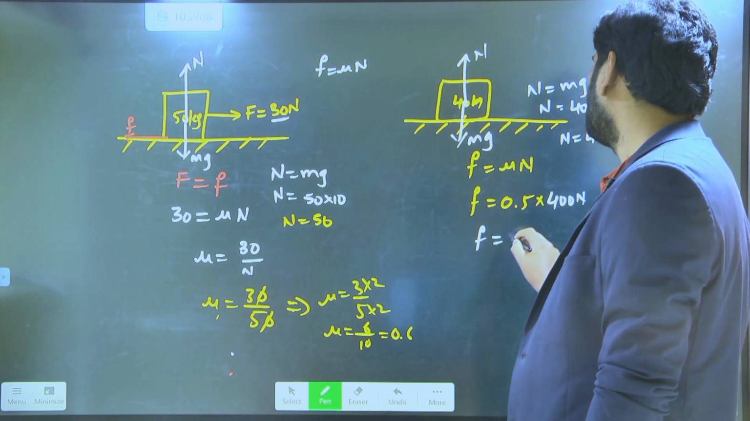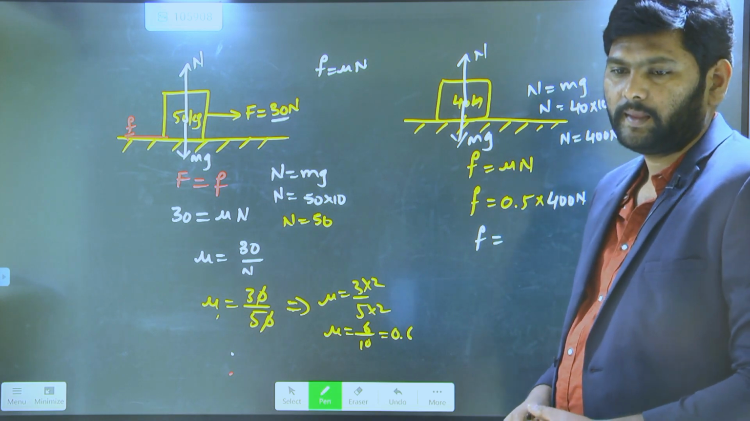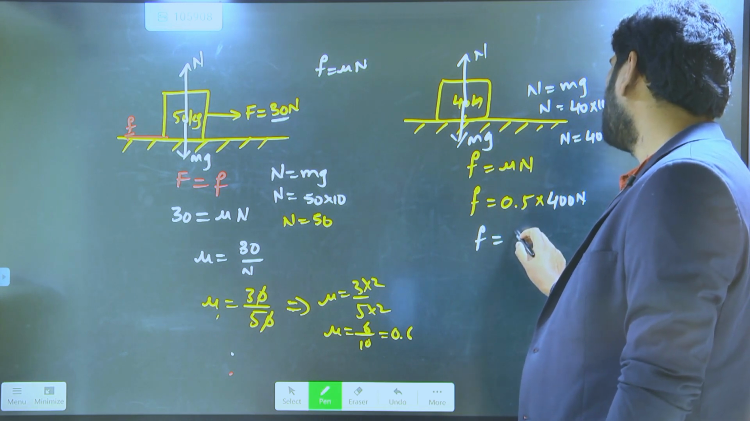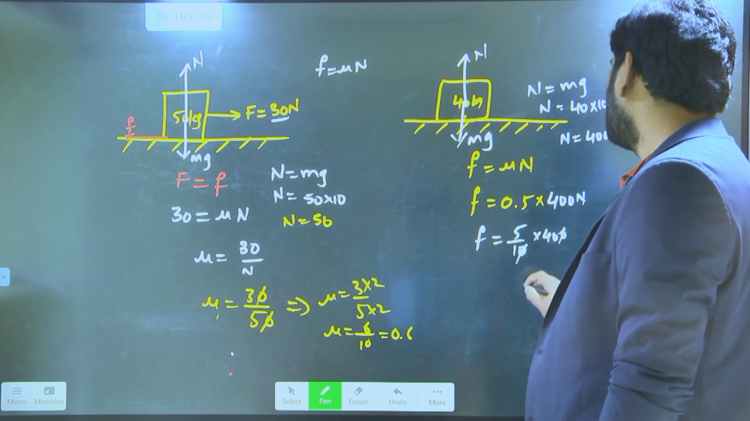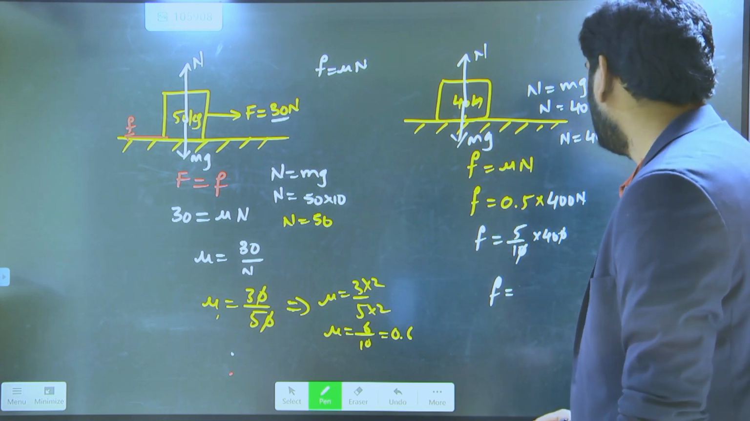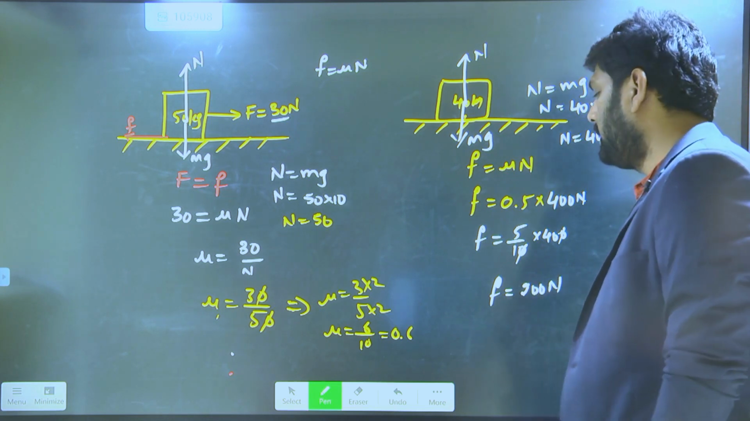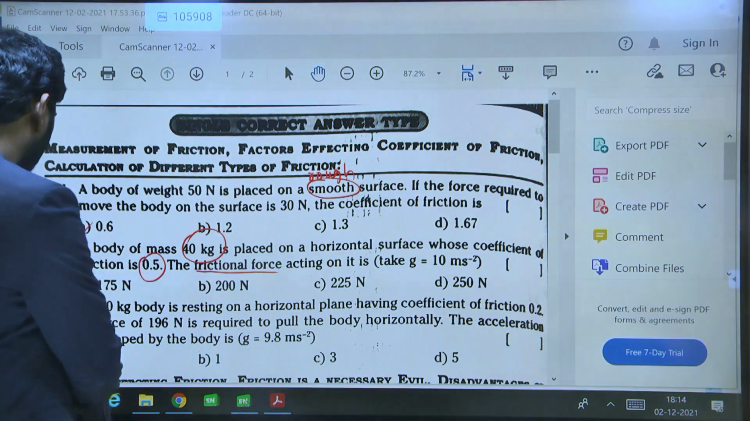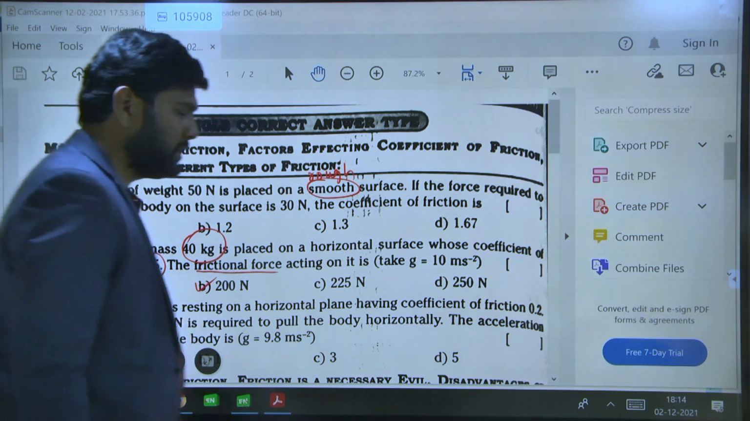So finally F is equal to 0.5. Can I write it as 1 by 2? Or else I can write 0.5 as 5 by 10, into 400. The zero gets cancelled. 5 into 40 is 200. So finally the frictional force is 200. Understand? So which option is right? Option B is right.